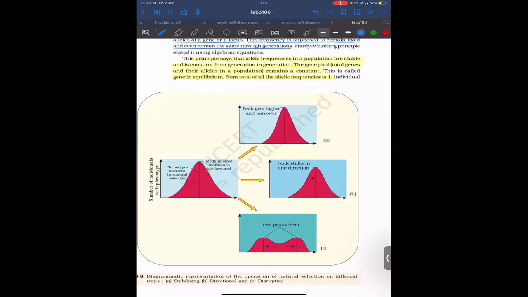The principle said that the allele frequency in a population is stable and constant from generation to generation. Now, what is the gene pool? The gene pool is the total number of genes and their alleles. An allele is a variation of a gene. So that remains constant, that is, the gene pool in a population remains constant. And this is called genetic equilibrium. When the gene pool is constant, allelic frequencies are stable and constant, it is called genetic equilibrium. And the sum of all the allelic frequencies is 1.